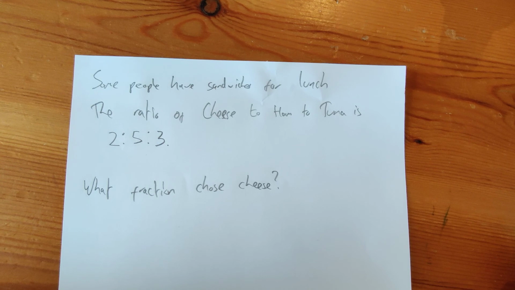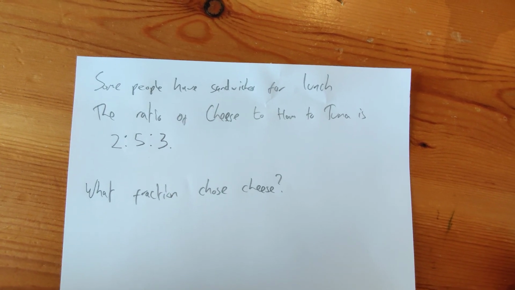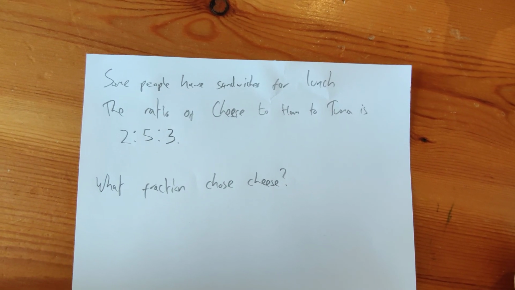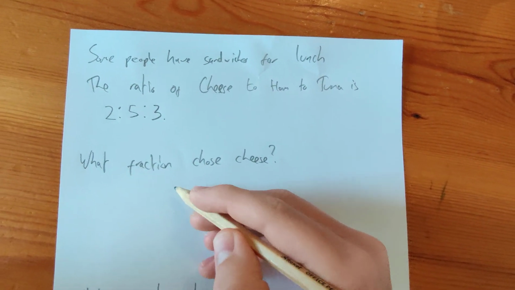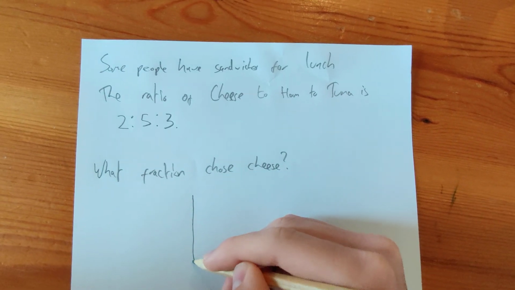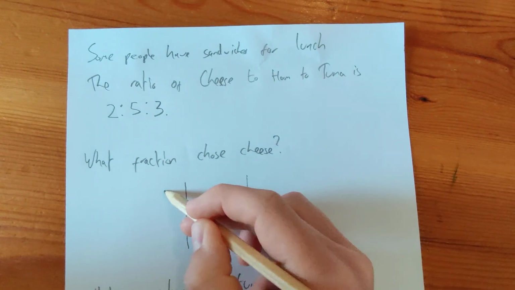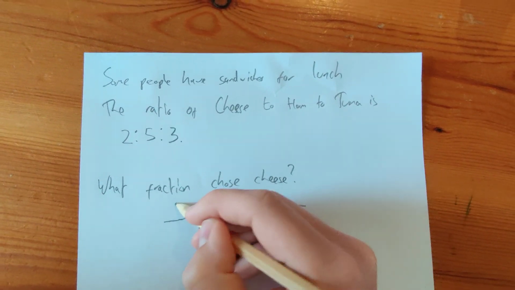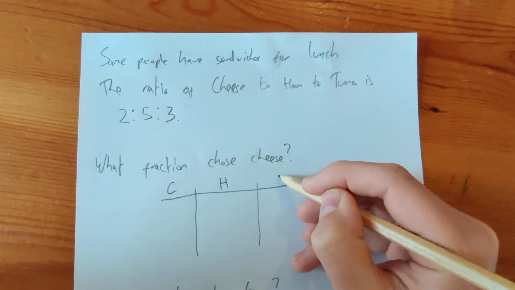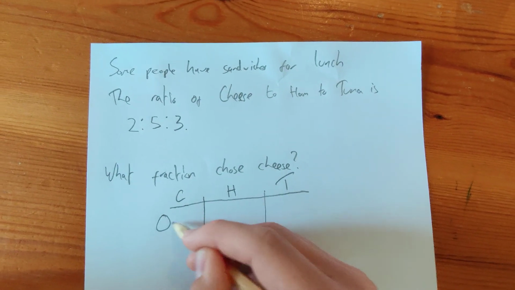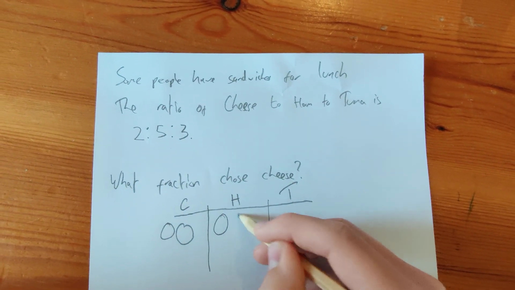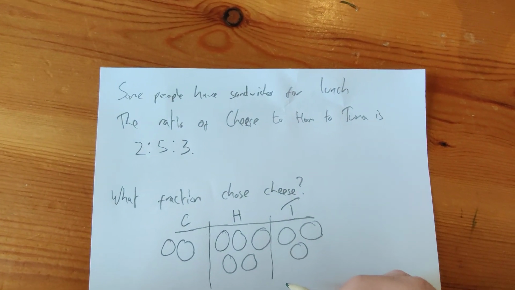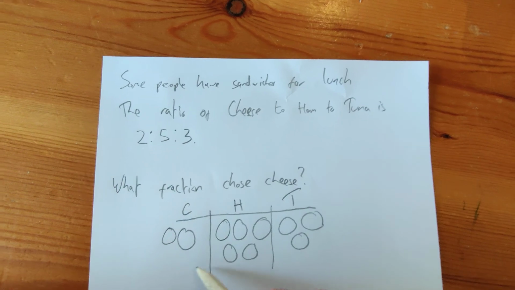This one says some people have sandwiches for lunch. The ratio of cheese to ham to tuna is 2 to 5 to 3. What fraction chose cheese? Well, the first thing I'm going to do, just like on all the problems we've looked at so far, is draw myself a table so I can represent it visually for myself. I've got cheese to ham to tuna, and then it's 2 to 5 to 3. Okay, and I want what fraction chose cheese.